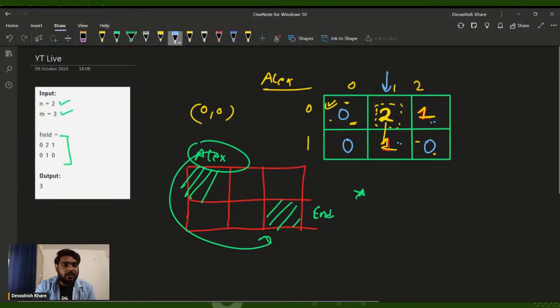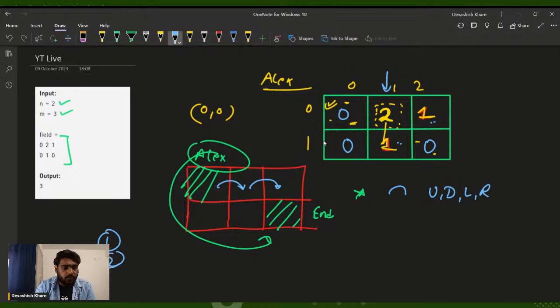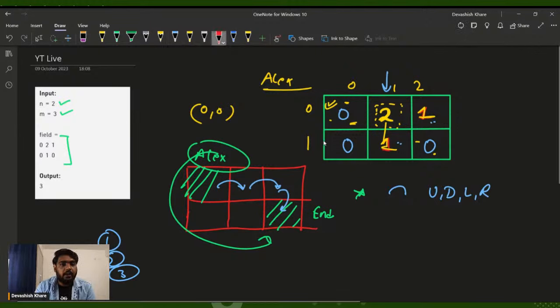And what are the steps, like, what are we talking about? How is Alex going to travel? Alex can take one step at a time. And in what directions? It could be up, down, left, or right. Okay, so assume Alex took this step. So it is step number one. He took this step number two, and then he took this step number three. Correct. Similarly, if Alex does not want to go this way, where can he go apart from this?